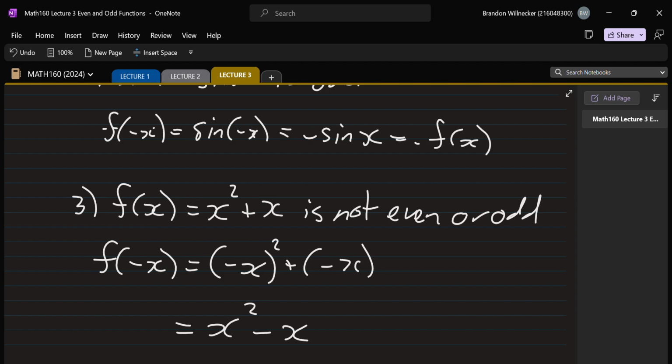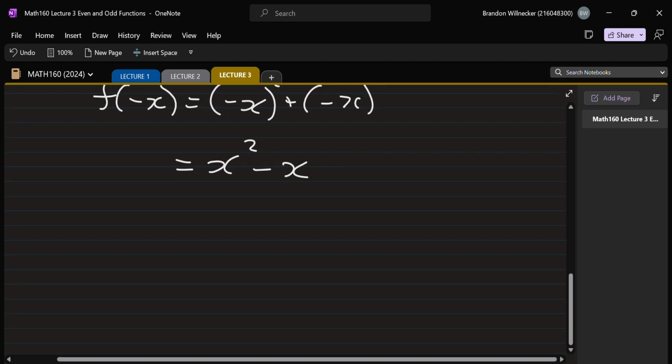Okay, everyone with me still? Okay, so those are the two checks that we need to worry about. Checking if it's even, checking if it's odd. If it doesn't satisfy either of them, it's neither. Okay, now what about the graphs of these?